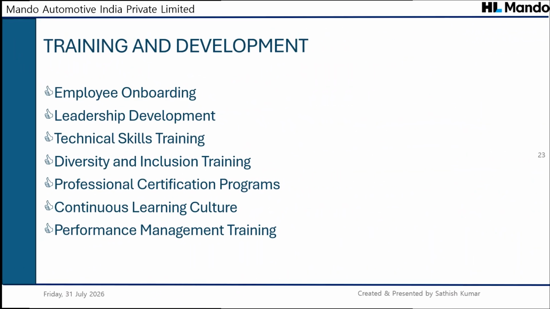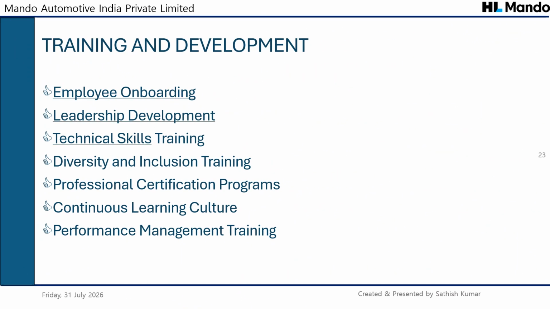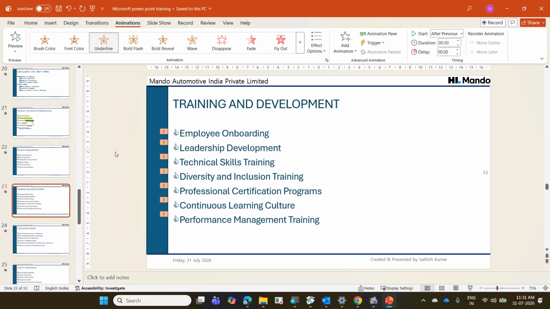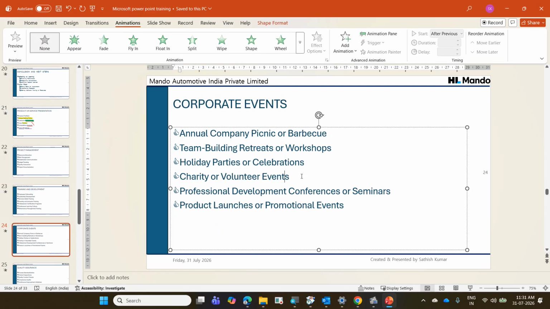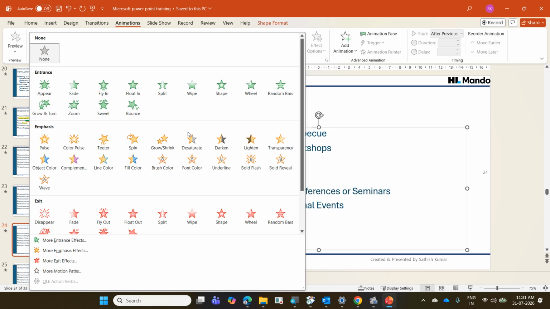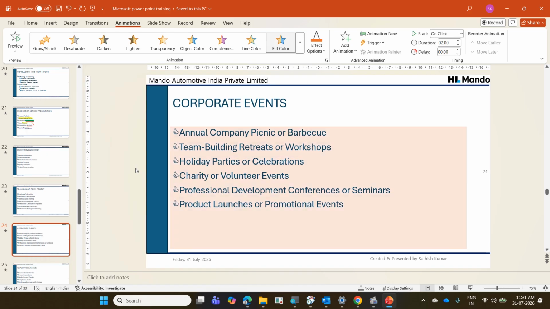That was underline. Now, for colors, I'll go to some other slide, select the object, go to Animation, More Effects, maybe Fill Color, sorry, Font Color. So I'll go to the font color, and the font color will get changed.